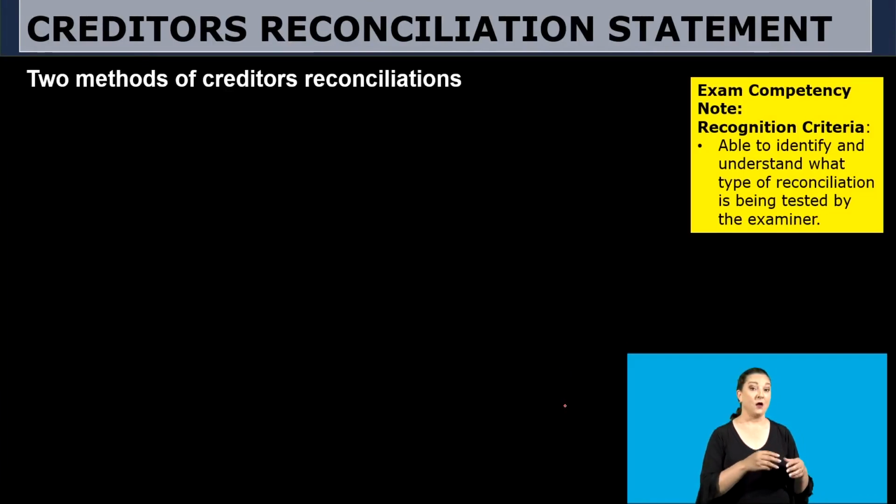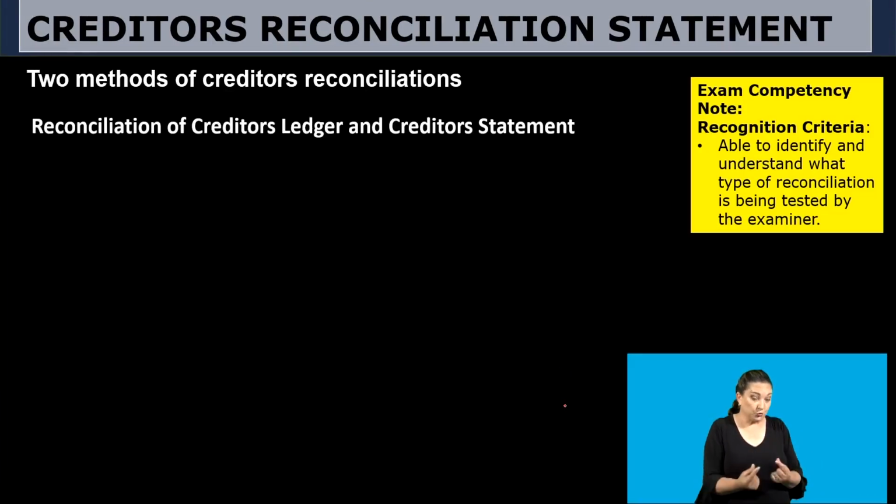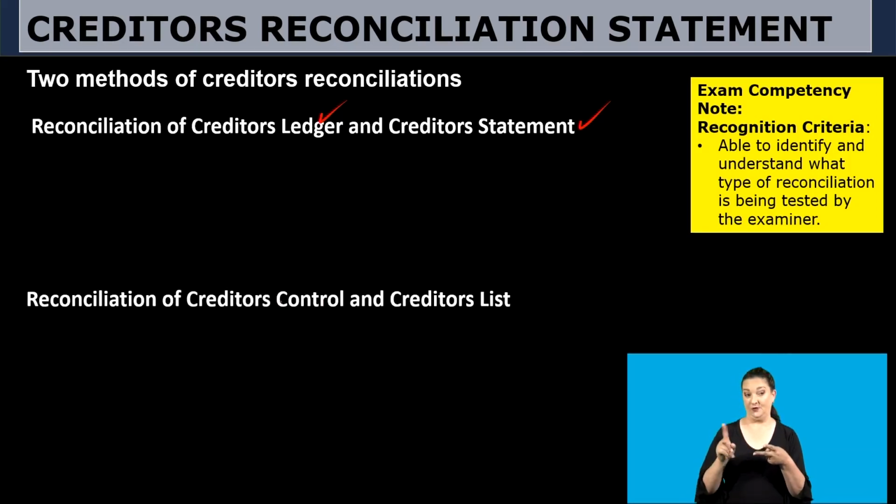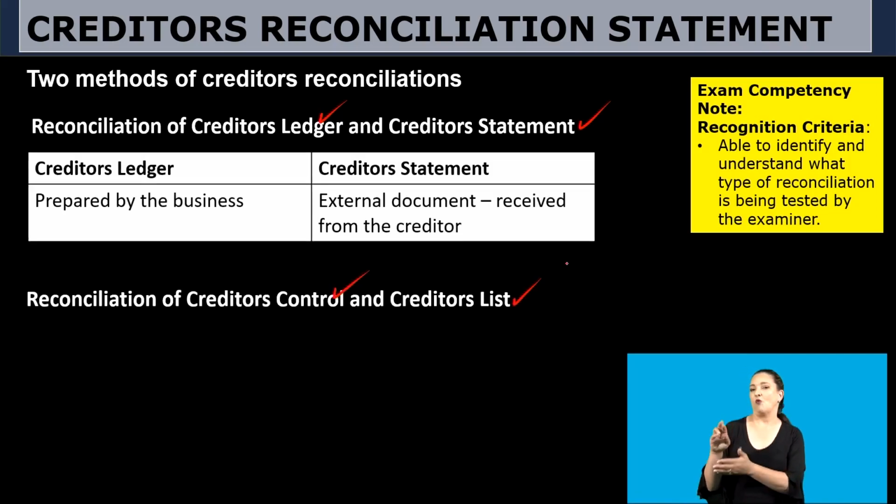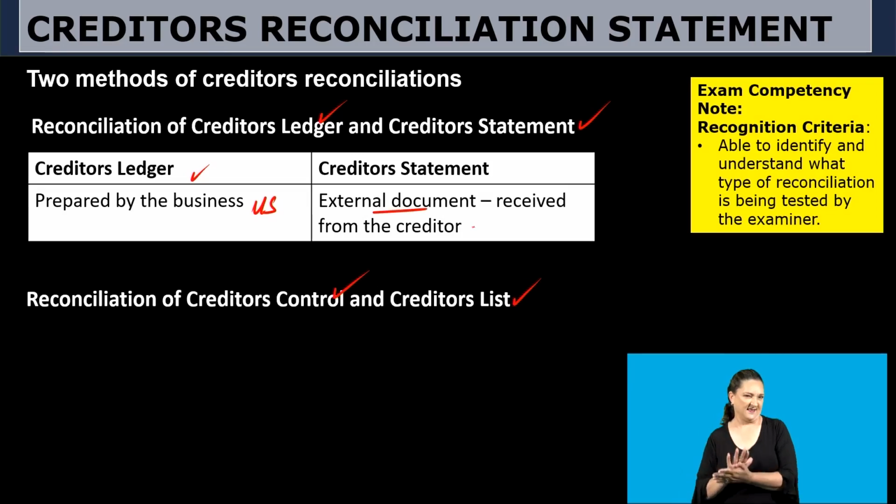There are two methods of the creditors reconciliations. The first one is when we reconcile the creditors ledger and the creditors statement. And the second one is when we reconcile the creditors control account and the creditors list. When we reconcile the creditors ledger and the creditors statement, remember that the ledger is prepared by the business, this is us. And the creditors statement is an external document that we receive from the creditor.